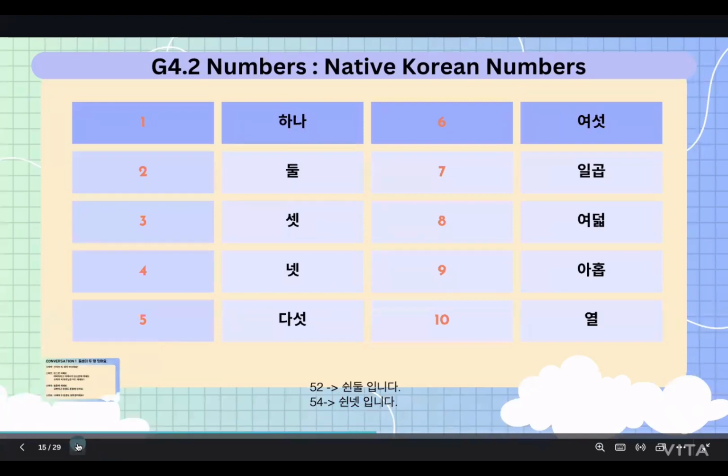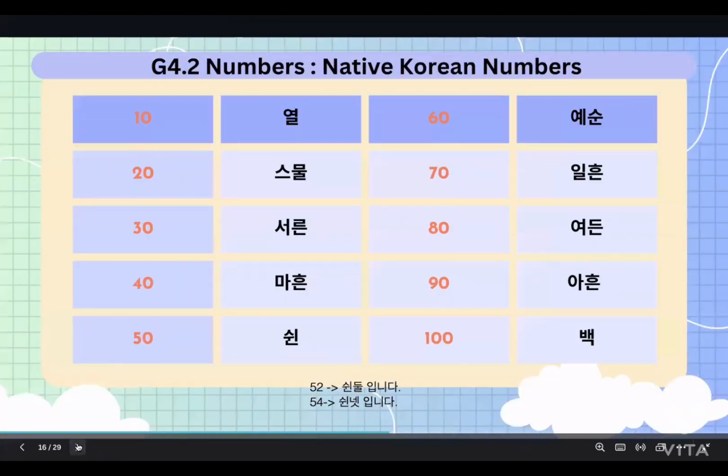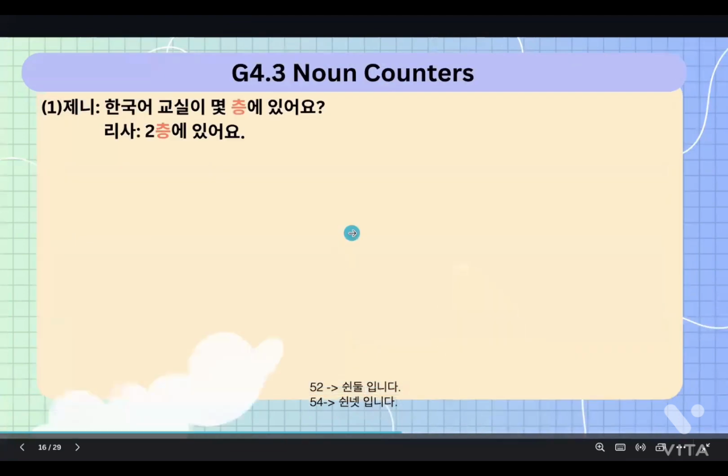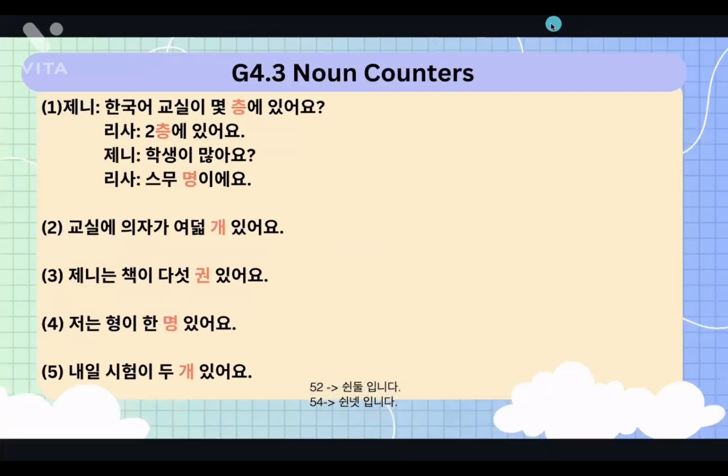Alright, then let's go to our main point for today, the noun counter part.